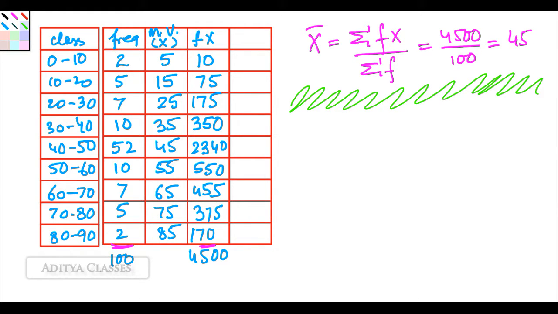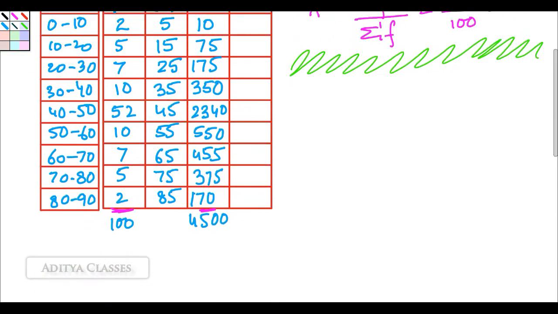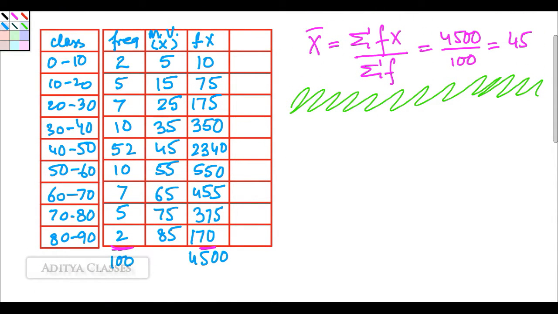Now let us move on to find out median of this distribution. For median, we'll be needing another measure called cumulative frequency. What is cumulative frequency? Cumulative frequency is frequency up to this point.